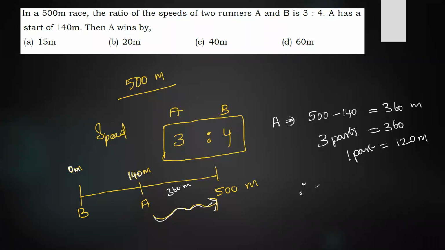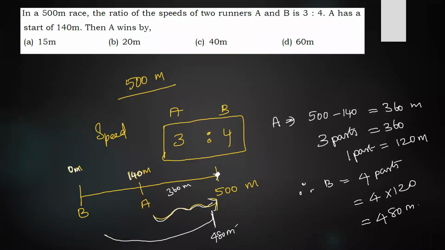At the same time, B will cover according to the ratio. A needs to cover 360 meter, which is 3 parts. So 3 parts is 360 meter. What is one part? One part will be 120 meter. Therefore B will be 4 parts, so 4 into 120, which is 480 meter. At the same time, B will be at the 480th meter. So the difference between A and B is 20. So A wins the race by 20 meter.